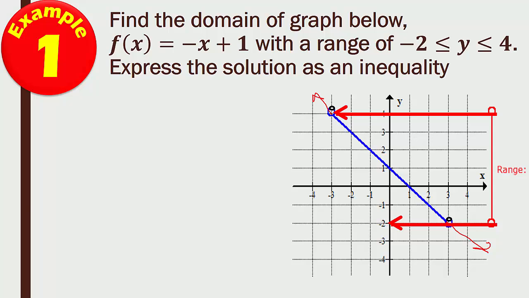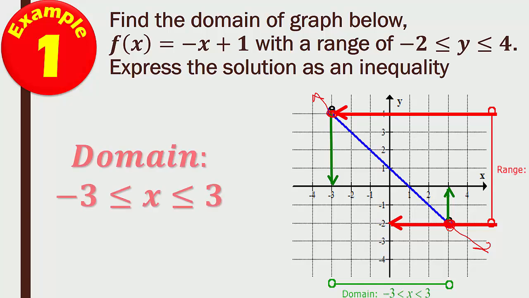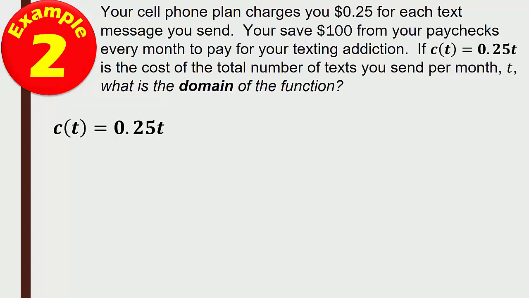Then it's just a matter of taking these points, this point right here where they cross and this point right here where they cross, and draw up or down to the x-axis so you can see what those values are. So draw it down. We have a minimum of negative 3 and a maximum of positive 3. So we write the domain as x is greater than or equal to negative 3 and less than or equal to 3. Simple as that.